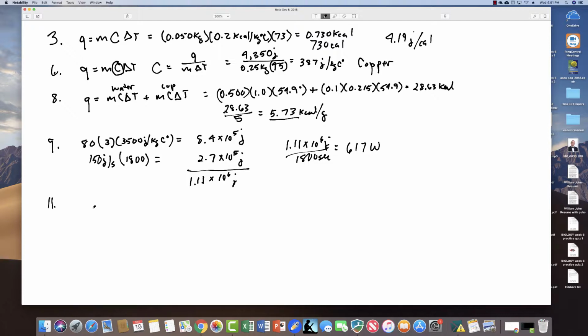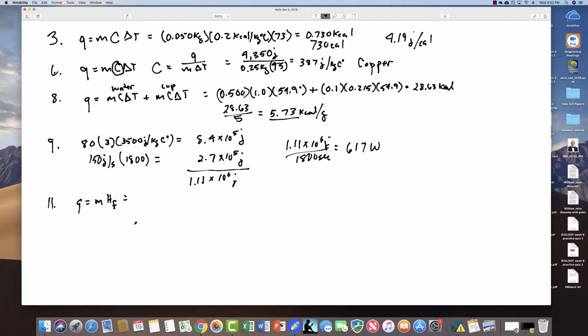So for example, in this first problem, problem number 11, it says how much heat transfer in kilocalories is required to thaw a 0.45 kilogram package of frozen vegetables at 0 degrees if their heat of fusion is the same as that of water. Now the temperature won't change, but in order to thaw these, the heat needed is the mass times the heat of fusion.